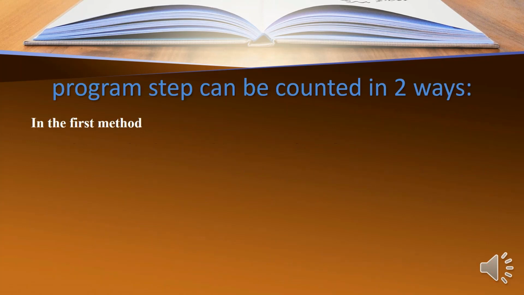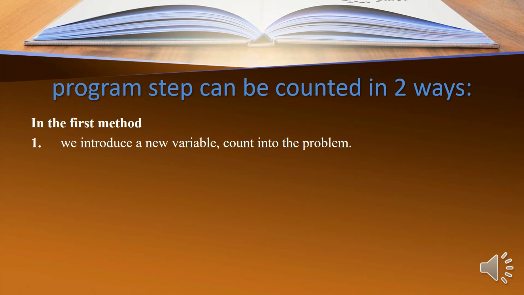Now we'll see how a program step can be counted. There are two ways. Let's see the first method. In the first method, we need to introduce a new variable count into the problem. So we are going to attach a count statement with the appropriate increment count to every executable statement in the program. Let me explain with an example.